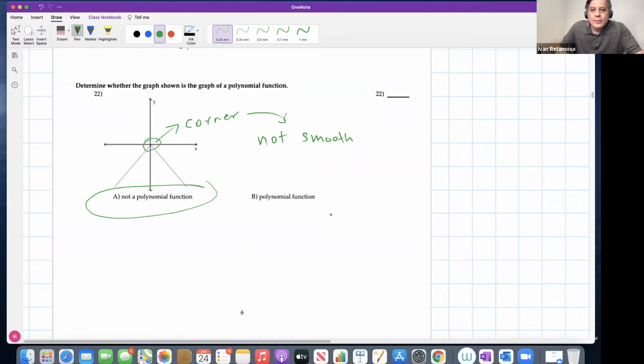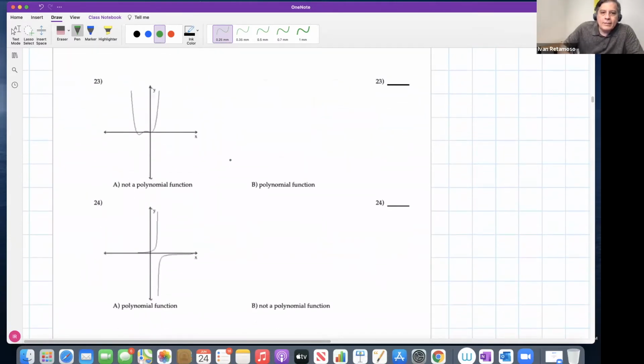Great. Moving on, guys. This one, is this the graph of a polynomial function? Well, let's check smoothness. It is smooth. Let's check if it is all in one piece. It is all in one piece. And let's recall that the graphs of polynomial functions look either like parabolas or chair-like functions. This looks like a parabola, so this is good. It's a good one, polynomial function.